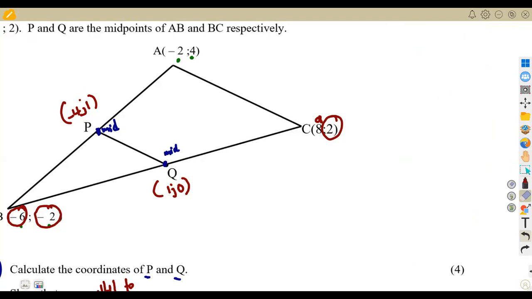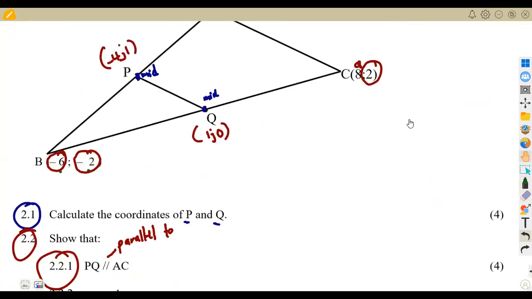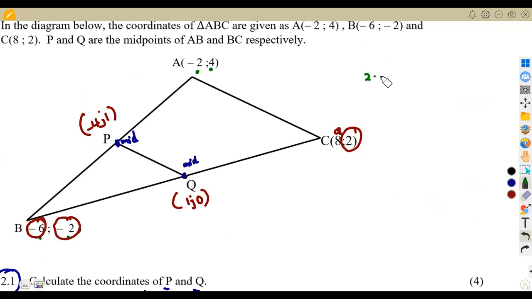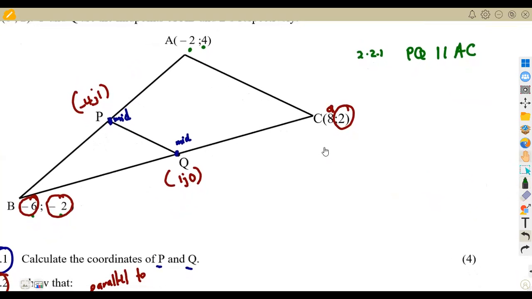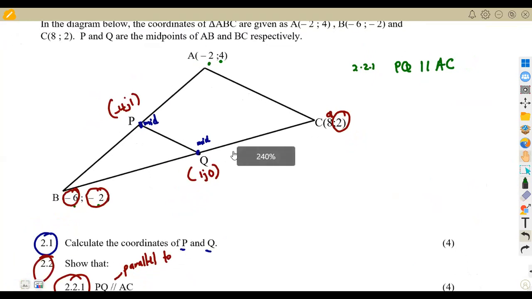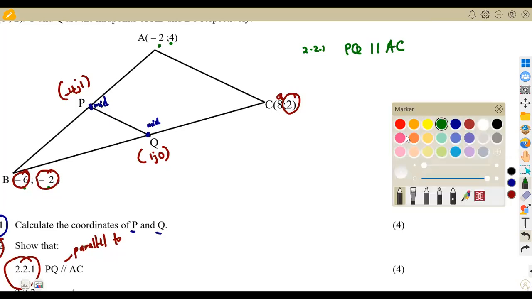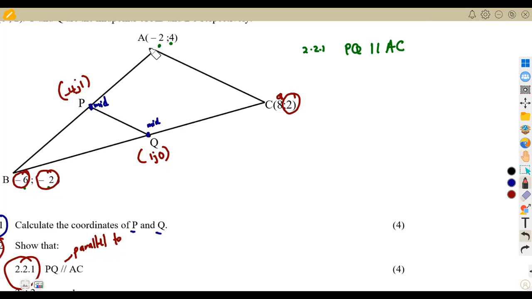Like I said, to show, it's just like you are proving something. Okay. So they are saying PQ is parallel to AC. So you're going to have 2.2.1, PQ is parallel to AC. Okay, what is it that we consider about parallel lines? There's another question that we actually talked about, I think in our previous exam revision, where we talked about perpendicular lines. That one we talked about the product of the two gradients giving us a -1. But if they are parallel, what is it that you consider? You consider the gradients being equal.